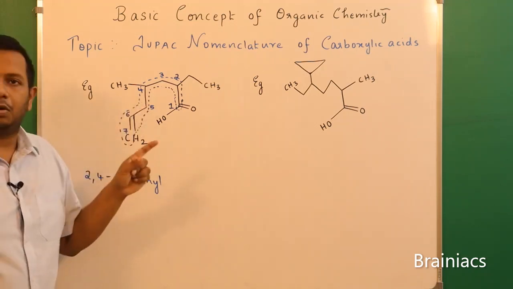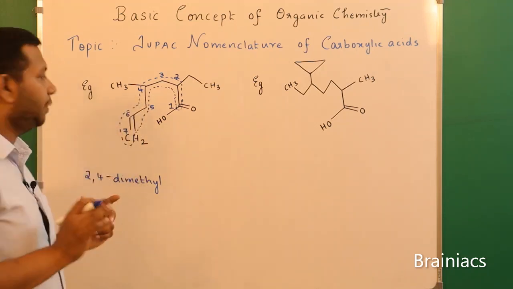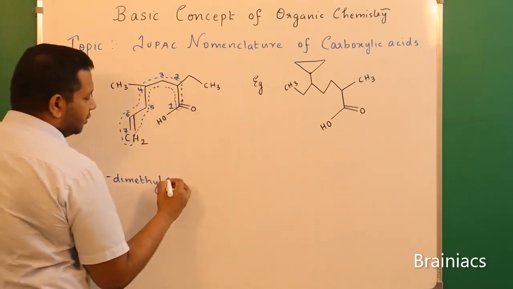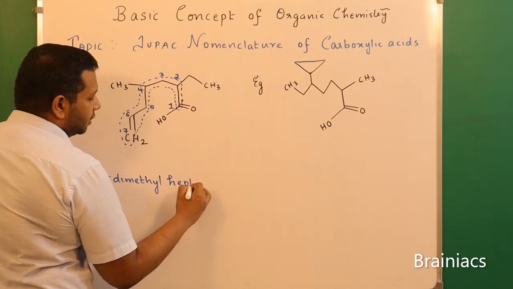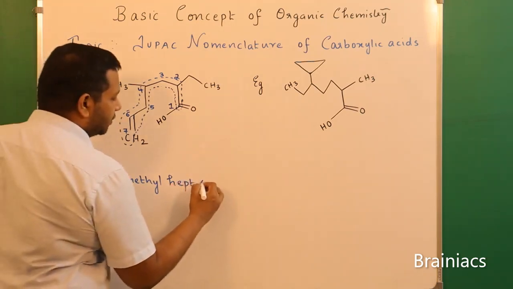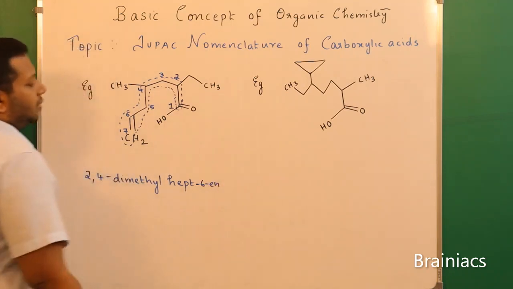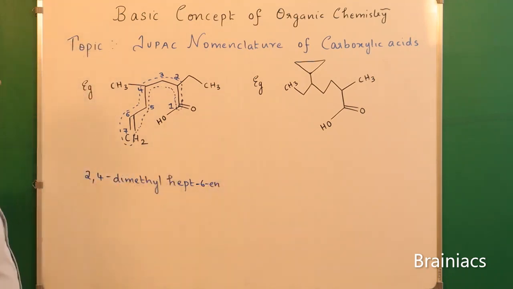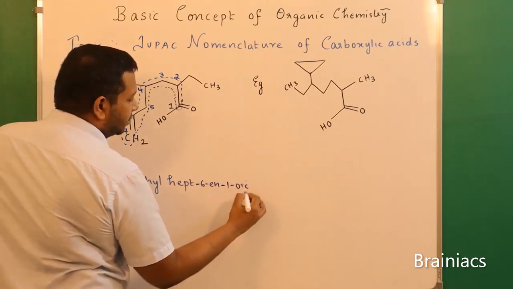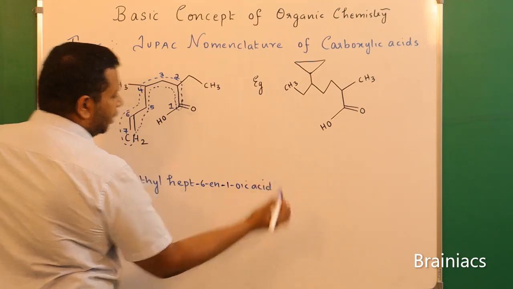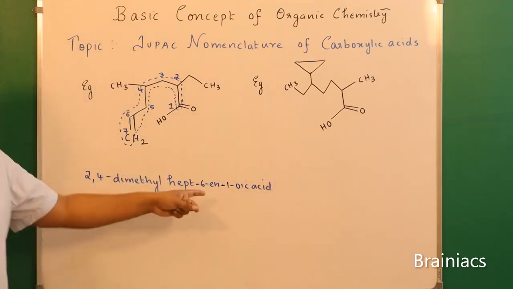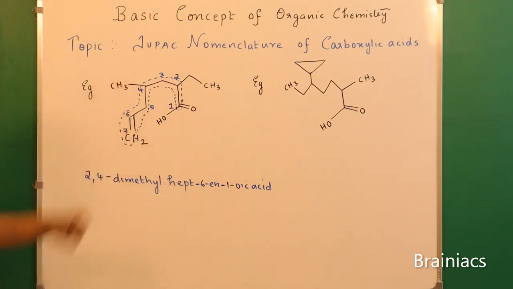It is not a cyclo compound, so 1 degree prefix is not applicable. In that case the word root, 7 carbon atoms are there, so the word root is hept. At the 6th position there is a double bond, so hept 6-en. Then comes the first position, there is an oic acid, 1-oic acid. Okay, so my answer is 2, 4 hyphen dimethyl hept 6-en 1-oic acid. So this is the answer for this question.